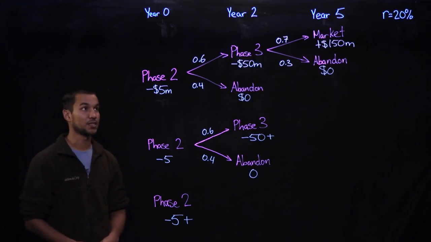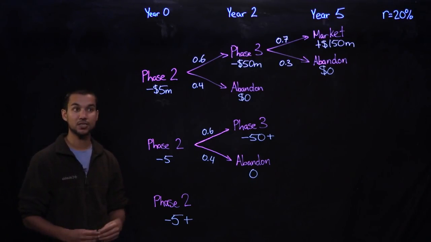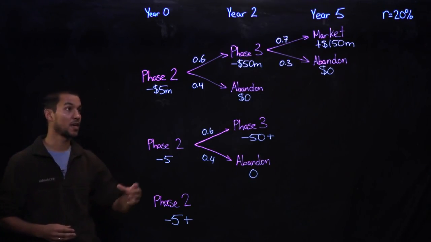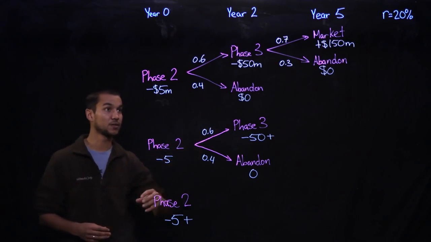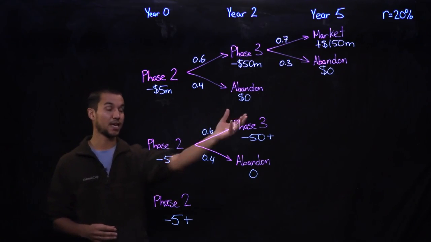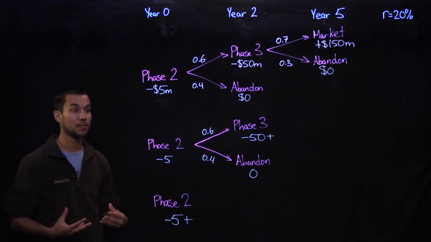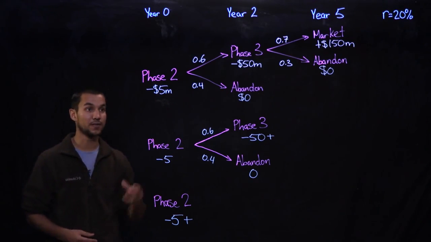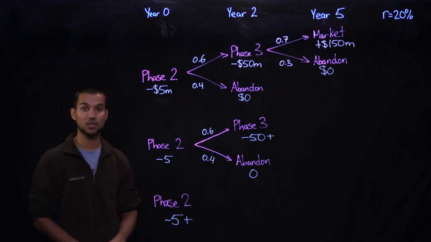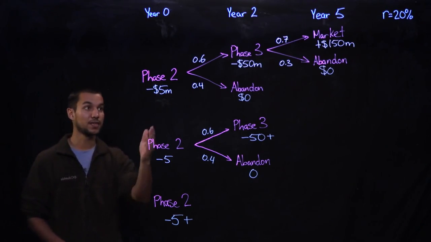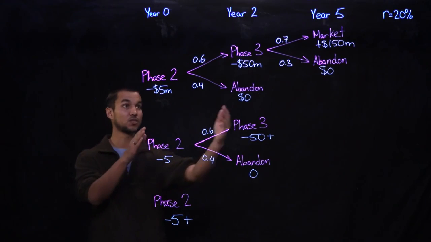Pharmaceutical R&D projects can be best described using a decision tree. In these decision trees, we clearly specify all the possible different scenarios, their probabilities, and cash flows. And so in this example, we have a company that's deciding whether or not to invest $5 million into a phase 2 clinical trial. This phase 2 clinical trial is going to last for 2 years.